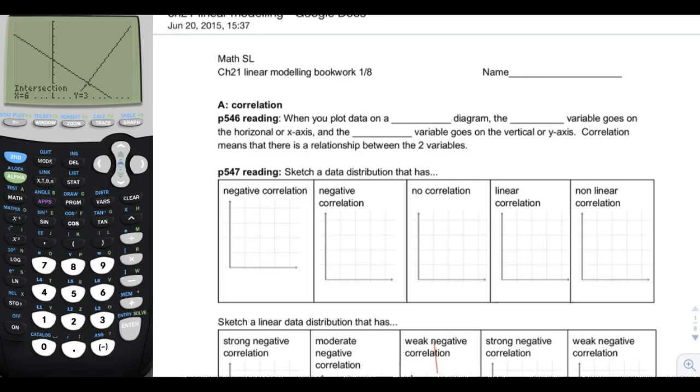Hello, here we're starting the linear modeling worksheets. If you go to page 546 in your book, you can find the words to complete these sentences.